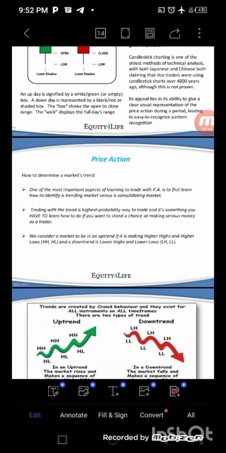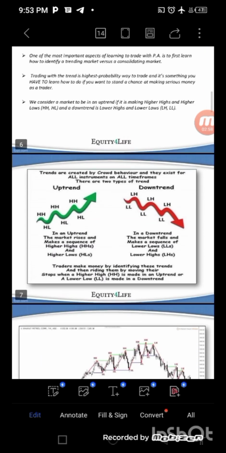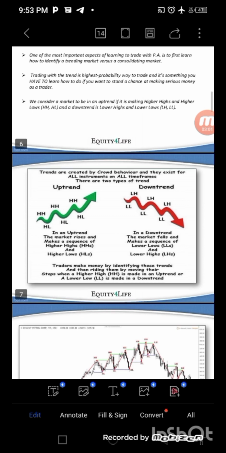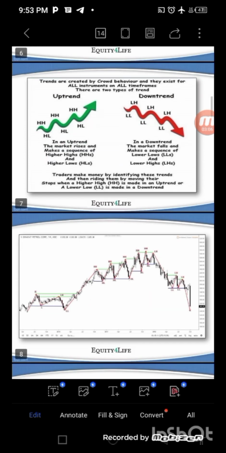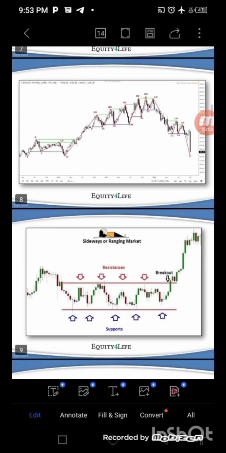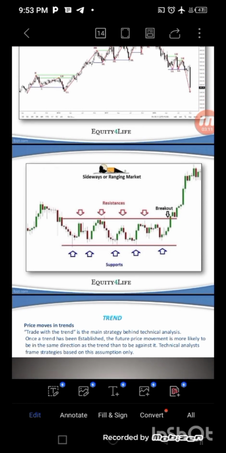We consider a market to be in an uptrend if the market is making higher highs and higher lows, and a downtrend is lower highs and lower lows. Okay, this is a downtrend, this is an uptrend, like this diagram illustrates the movement of the market. Okay, you can see this is a sideways or ranging market. This market is consolidating. So the best way to trade a consolidating market is to wait for the breakout and test. Look at this. The market was ranging.